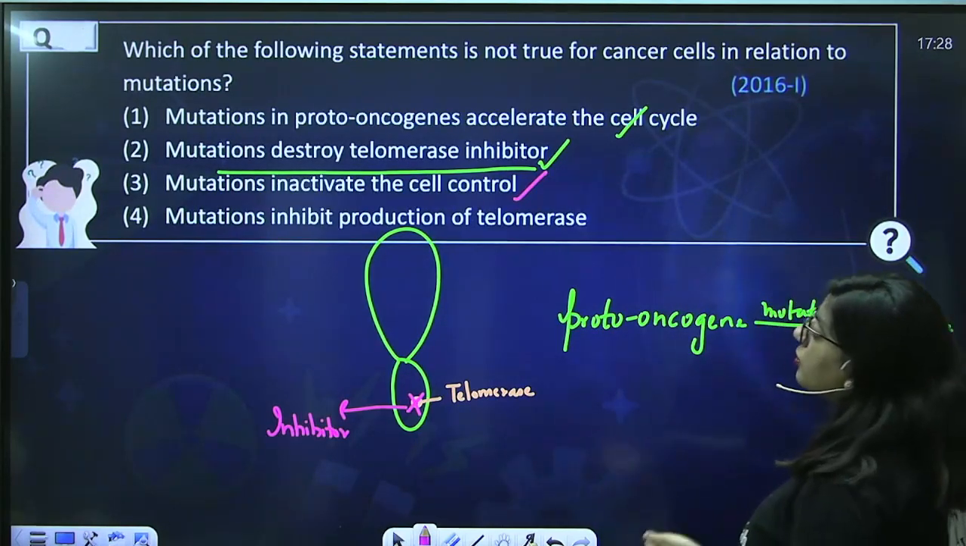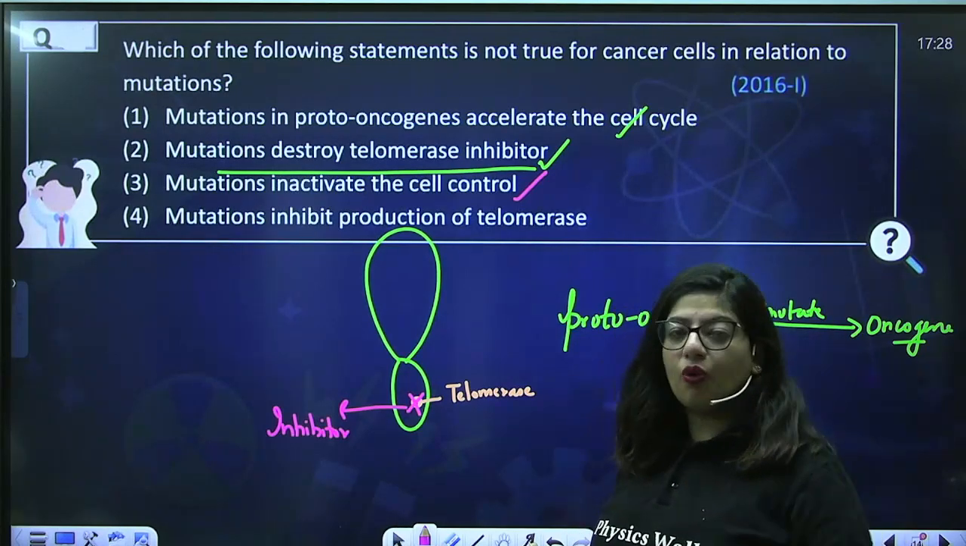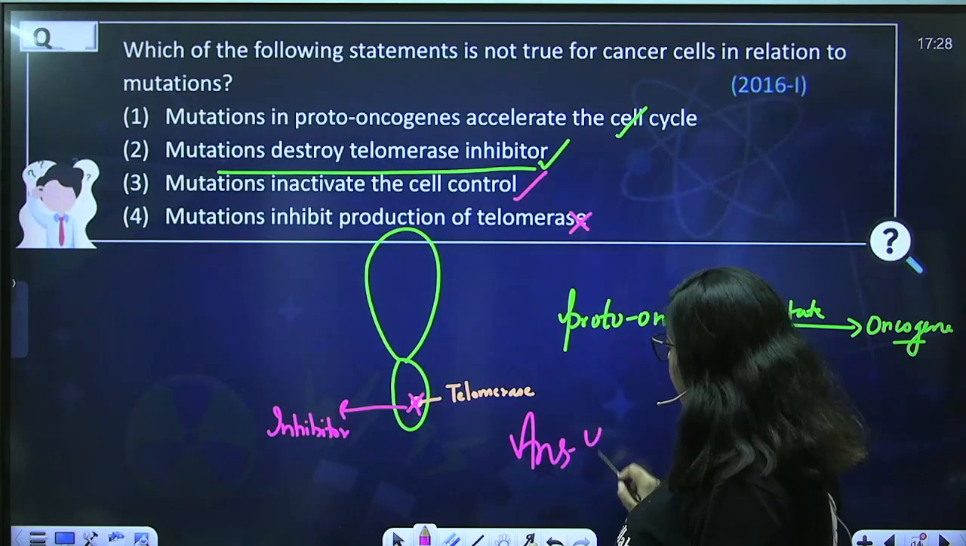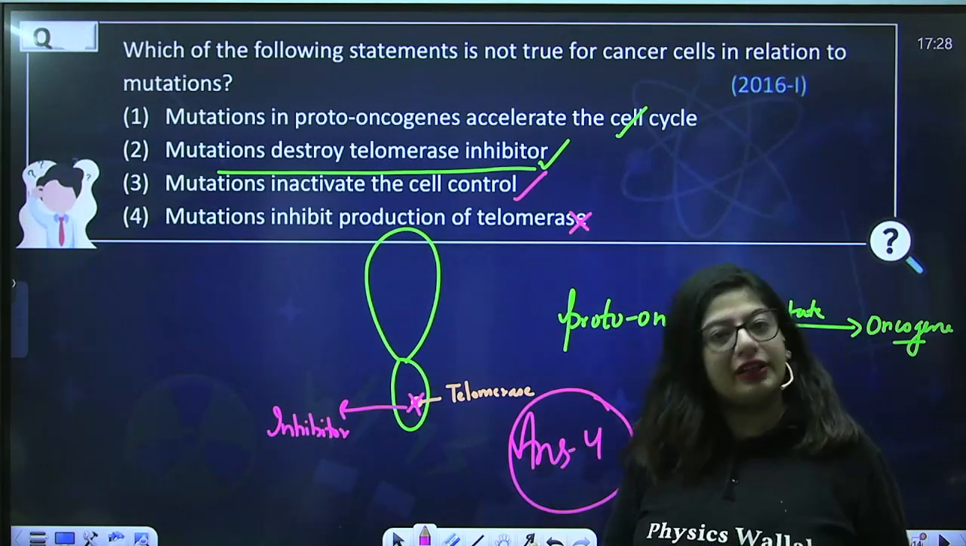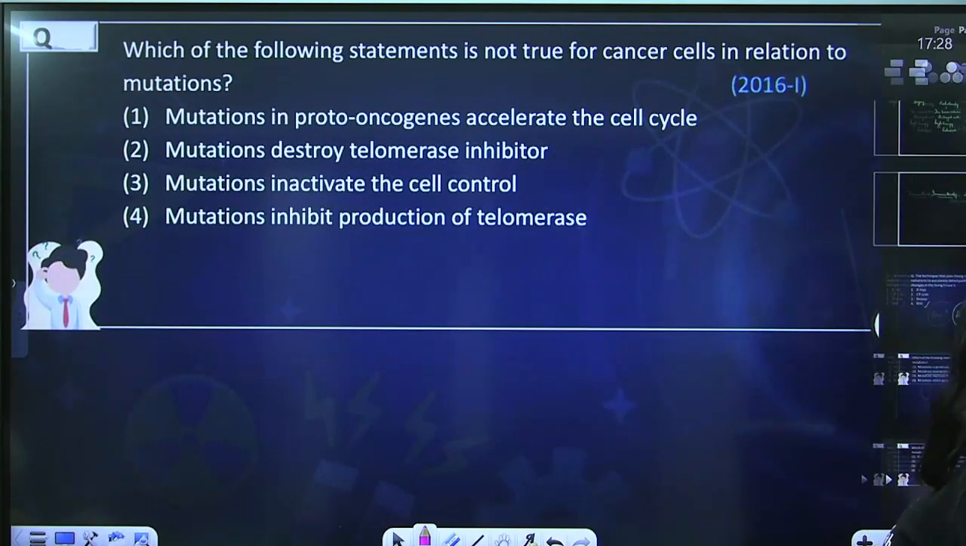Mutation inhibits production of telomerase? No. By mutation, the telomerase will work more. So this is incorrect, and the answer to this question is 4. You have to find the incorrect one. Next. Okay, that's the same, I guess.